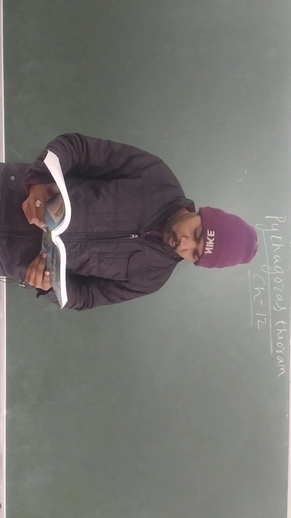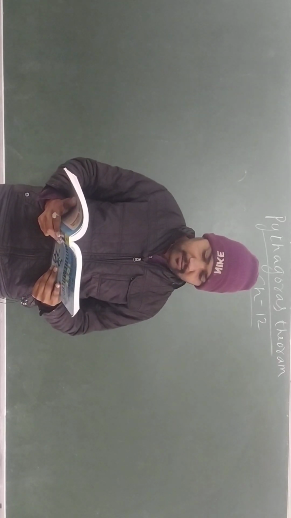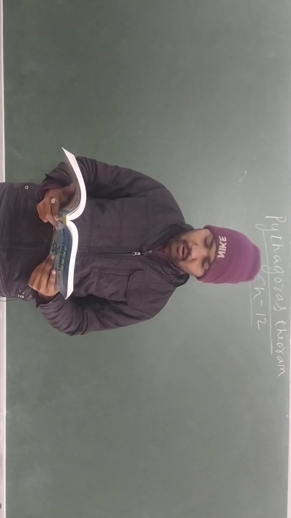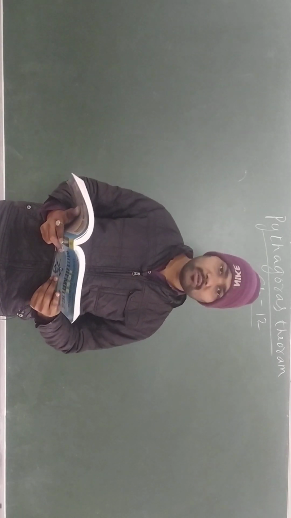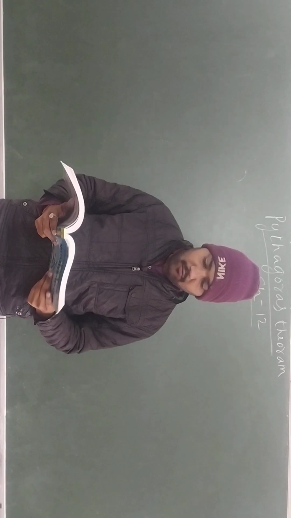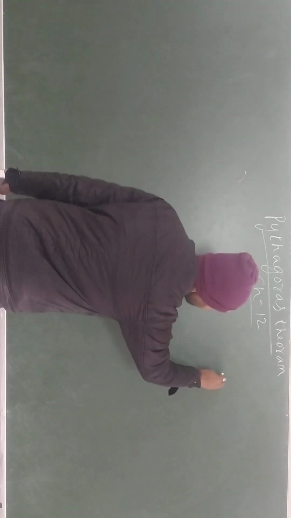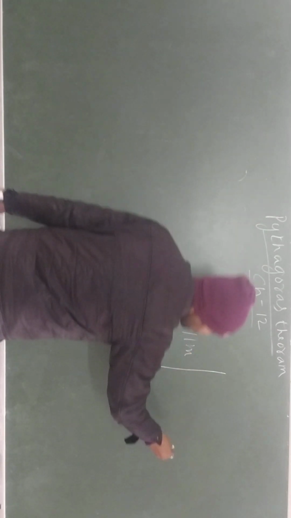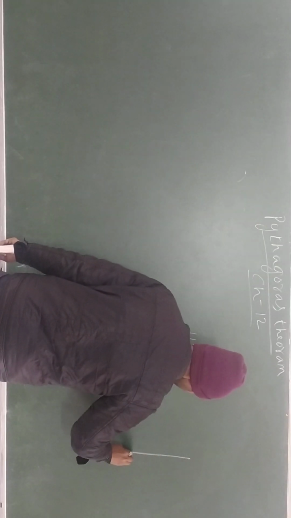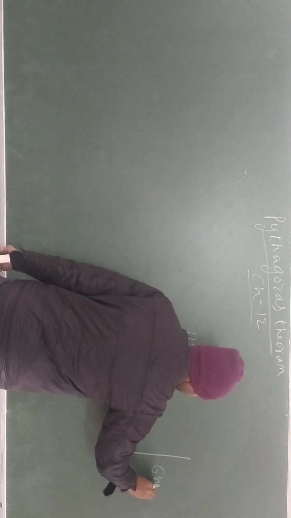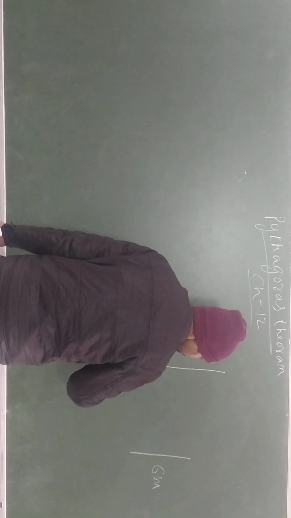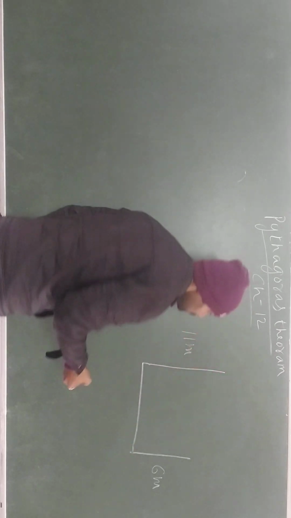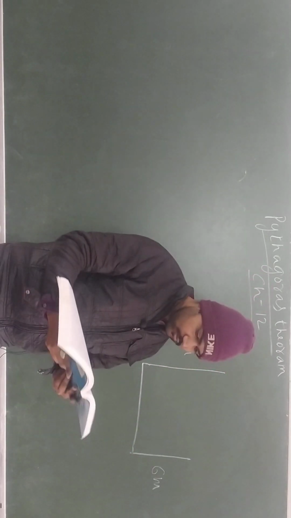See question number 4. Two poles of height 6 meter and 11 meter stand on a plain ground, ठीक है ना. Two poles are standing on the plain ground. One is 6 meter and the other is 11 meter. So we will draw first, है ना. So this is suppose the 11 meter pole and this is suppose the 6 meter pole, standing on the ground. Okay, now see what they are saying.